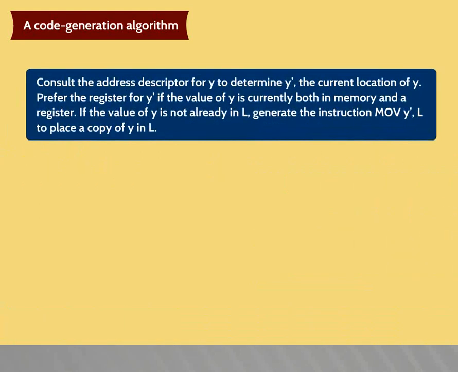Consult the address descriptor for y to determine y', the current location of y. Prefer the register of y' if the value of y is currently both in memory and a register. If the value of y is not already in L, generate the instruction MOV y', L to place a copy of y in L.